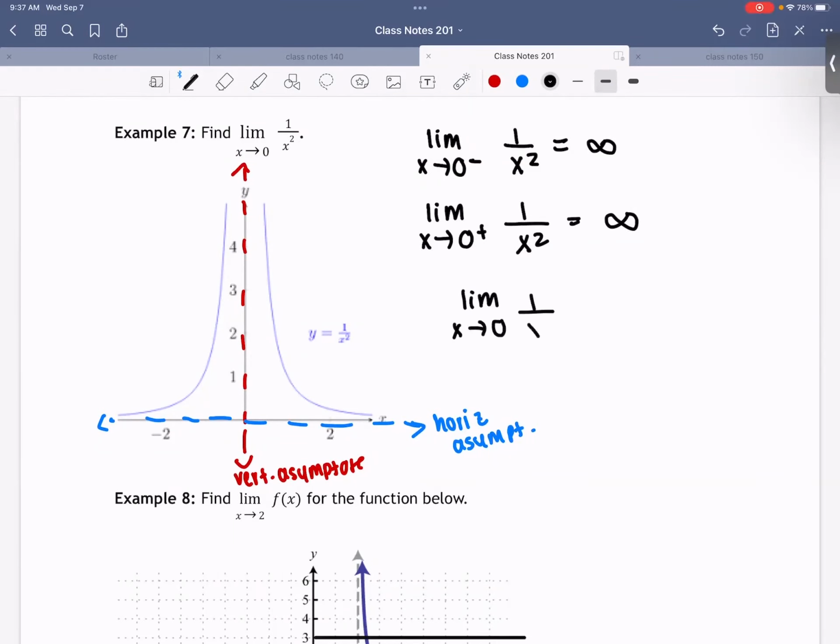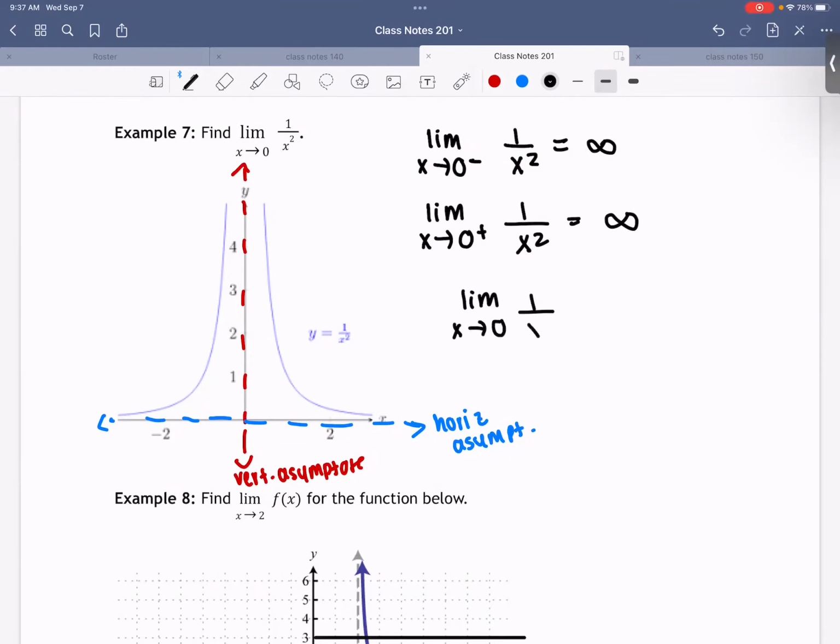Wouldn't positive infinity be the answer for anything with an exponent that's a multiple of 2 in the denominator? Well, what about this one? Negative 1 over x squared. Yeah, that graph would look like this, and the answer would be negative infinity. But good question. All right. Any other questions? Perfect. Okay.